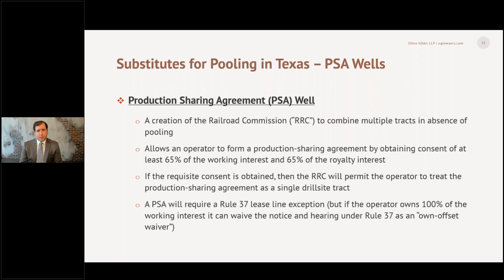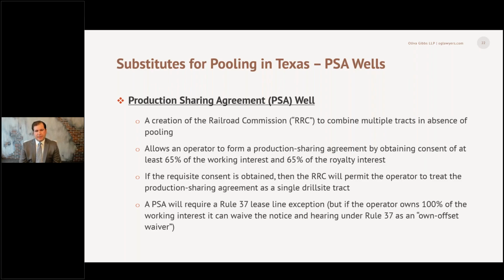So one of the substitutes for pooling in Texas is production sharing agreement wells. This is specifically a creation of the Railroad Commission to combine multiple tracts in the absence of pooling. This is going to allow an operator to form a production sharing agreement by obtaining consent of at least 65% of the working interest in the production sharing agreement area and 65% of the royalty interest owners in that production sharing agreement area. So really you just need 65% to agree to form a production sharing agreement. If the requisite consent is all obtained, then the Railroad Commission will permit the operator to treat that entire production sharing agreement area as a single drill site tract.